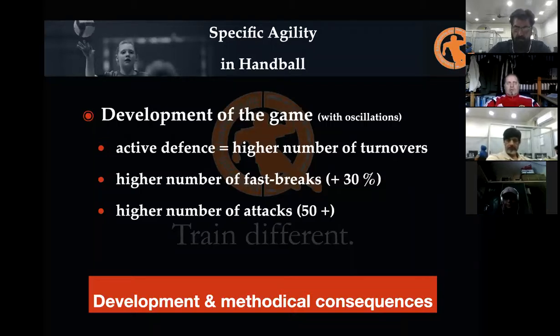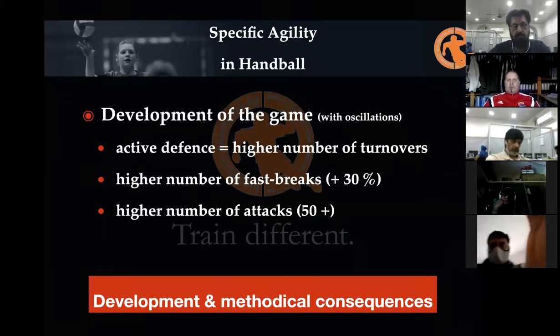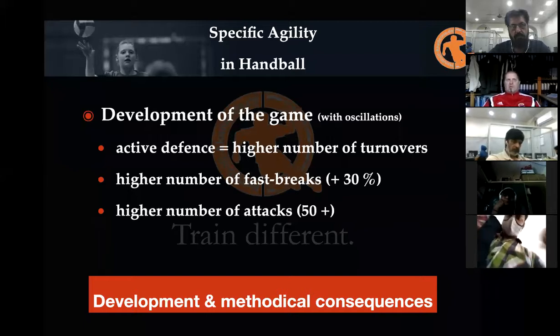So for instance, in the 2011 World Championship in Sweden for the men, the average number of attacks per team was 65. Now in the last World Championship in Germany and Denmark, it was 55 only. So this was 10 attacks less. So for each team, 10 means 20 attacks in total, which are missing in our game. And this is a development that shows that sometimes there are some oscillations in the development of the game.